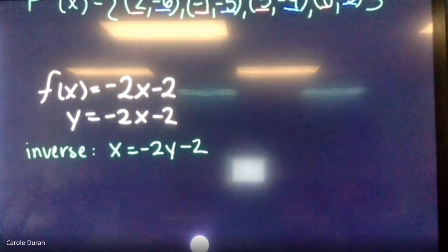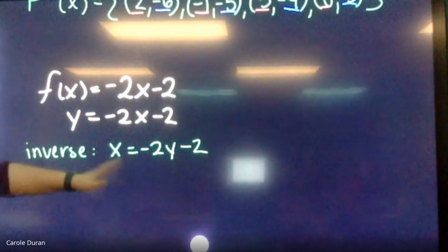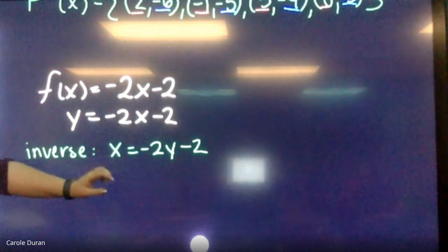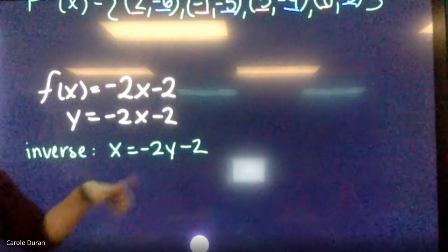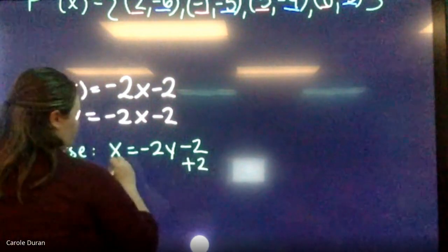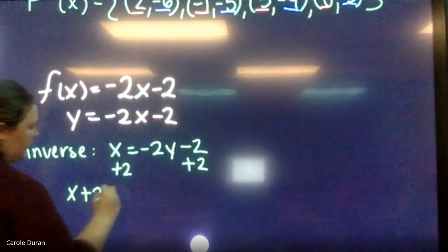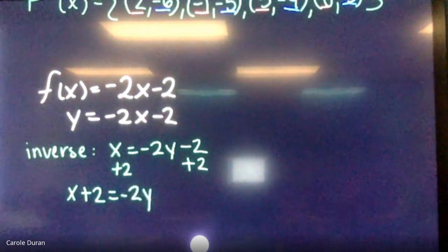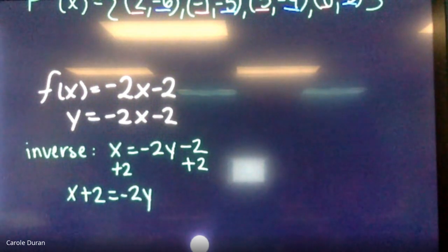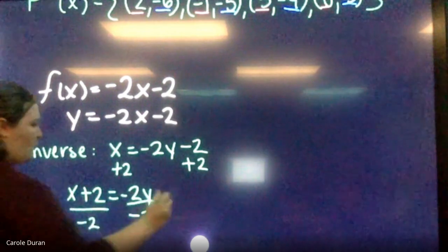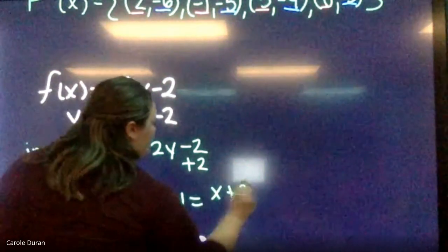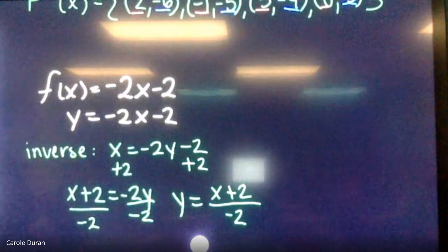And then to find my inverse, I'm just going to solve for y. So I want to get y by itself. So what's the first thing I need to move in this function in order to get y by itself? Say it, Pfeiffer. This minus 2, I need to move over to the other side. So that means it's going to add over. So now I have x plus 2 equals negative 2y. Again, my goal is to get y by itself. So divide by negative 2 because I have a negative 2 in front of my y. Which means that y equals x plus 2 over negative 2. So that is my inverse.